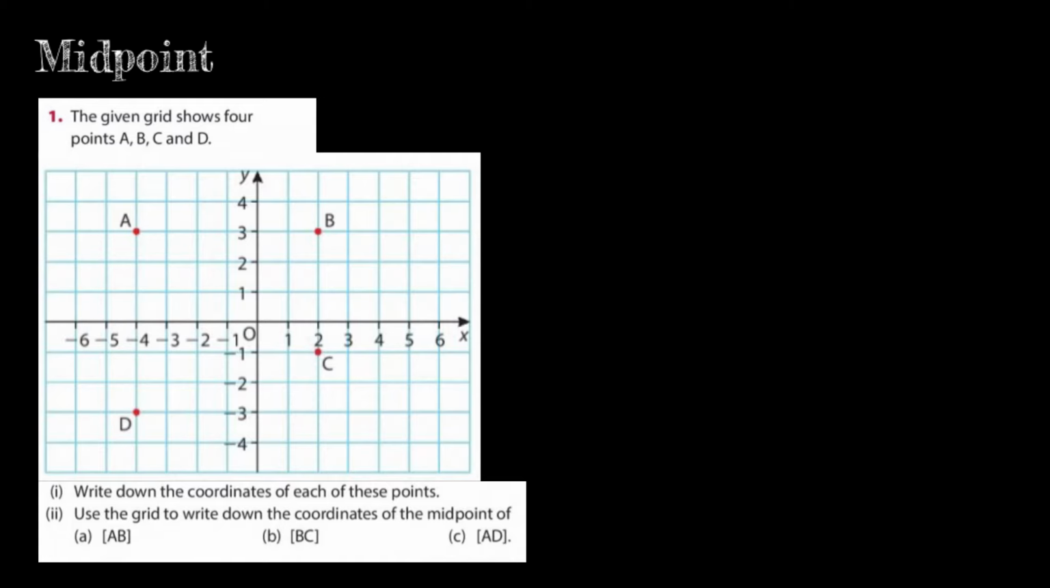So we'll start off there, question 1. The given grid shows 4 points A, B, C, and D. Write down the coordinates of each of those points. So what I'm going to do is fill in those coordinates now.